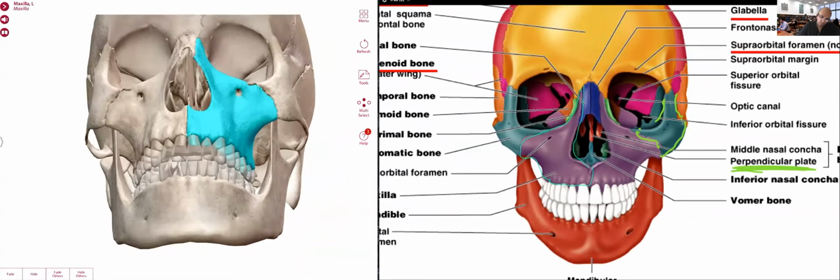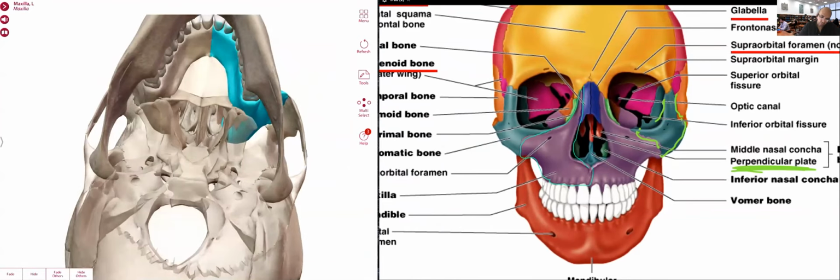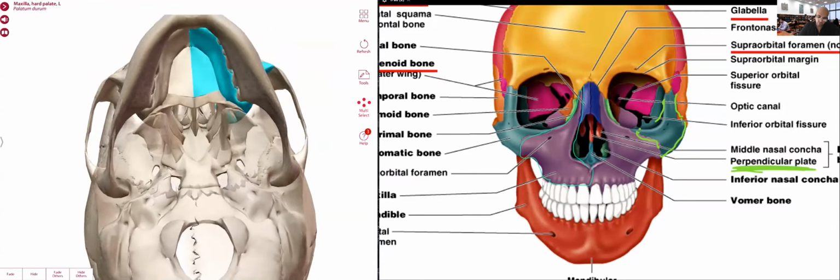Also, if we're looking here as a continuation of the maxillary bone, we will see that it forms the anterior two-thirds of the hard palate. The hard palate is the bony part of the roof of your oral cavity. If you're moving your tongue upwards, you're going to touch the roof. The anterior two-thirds of this roof is part of the maxillary bone, or the maxilla.